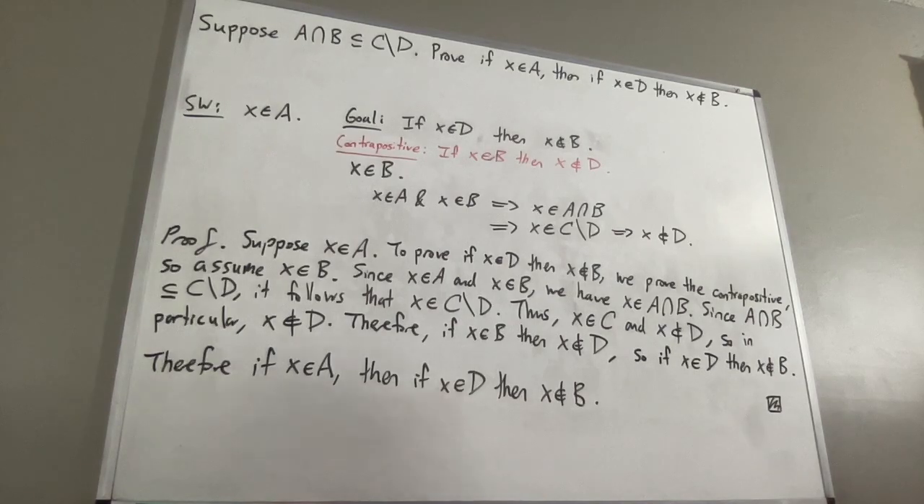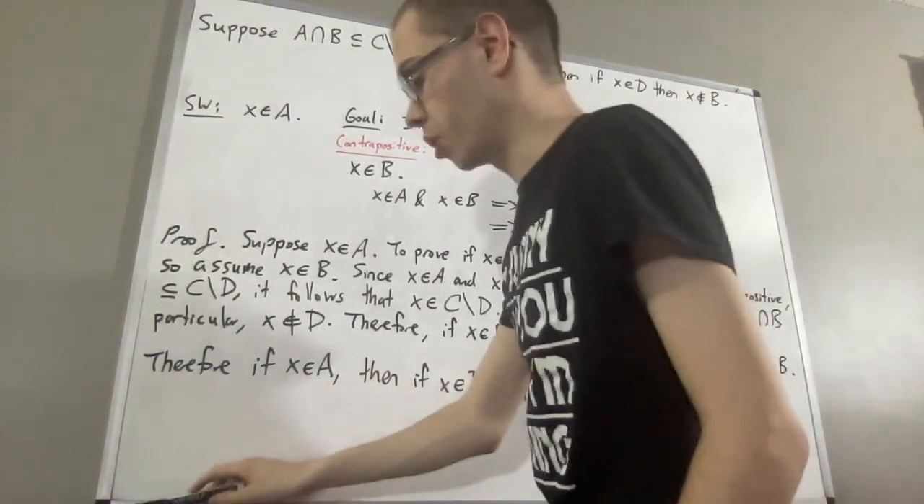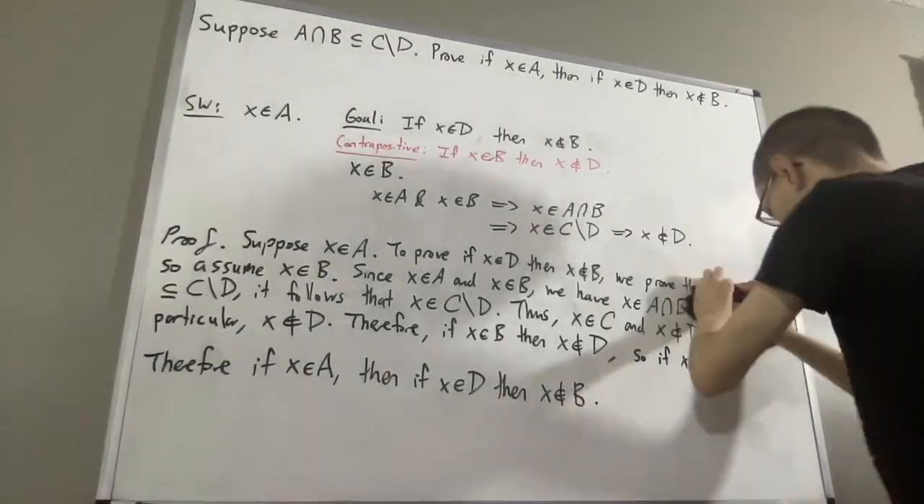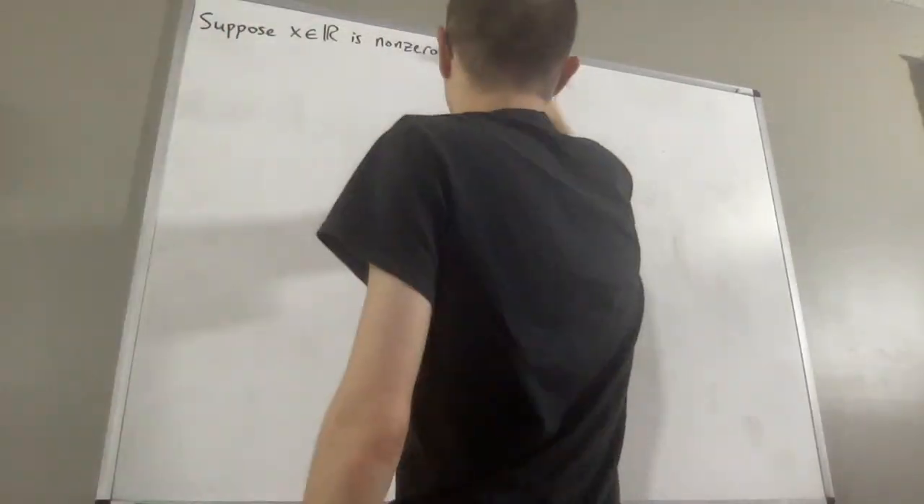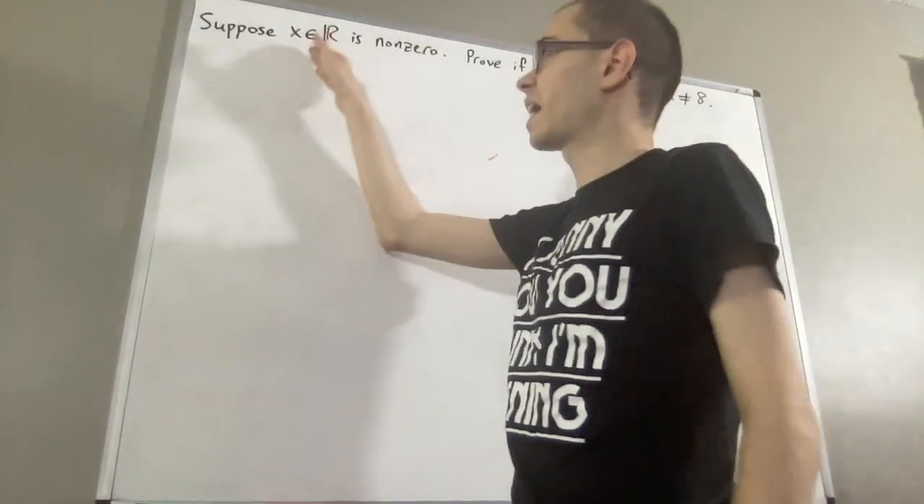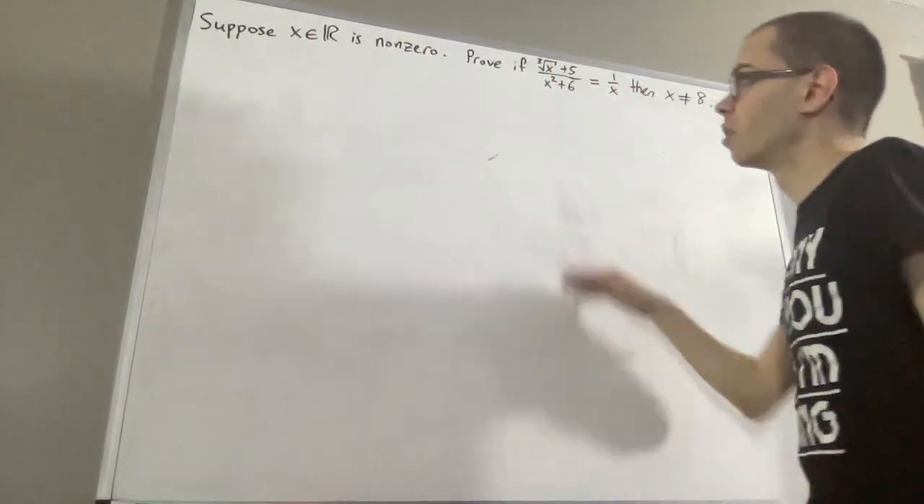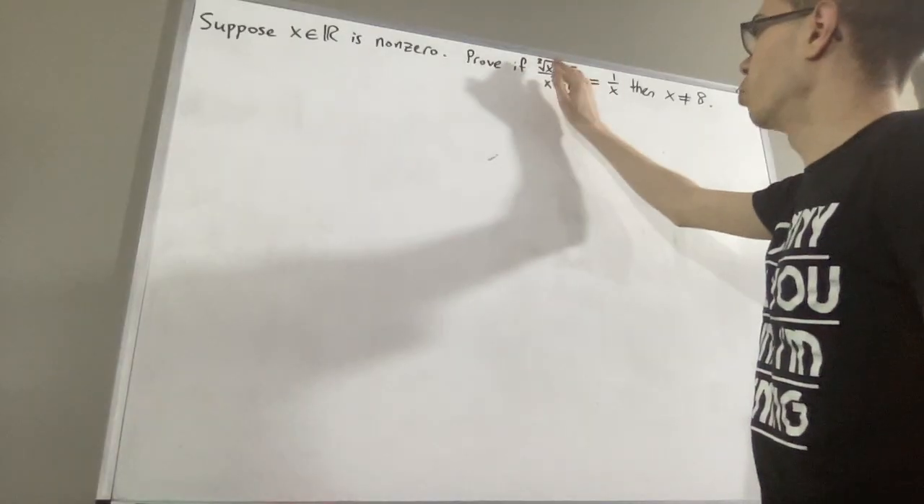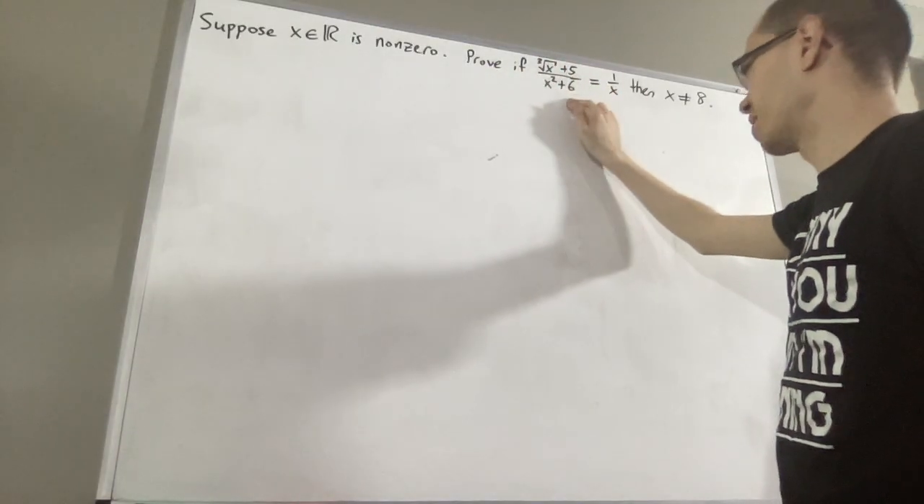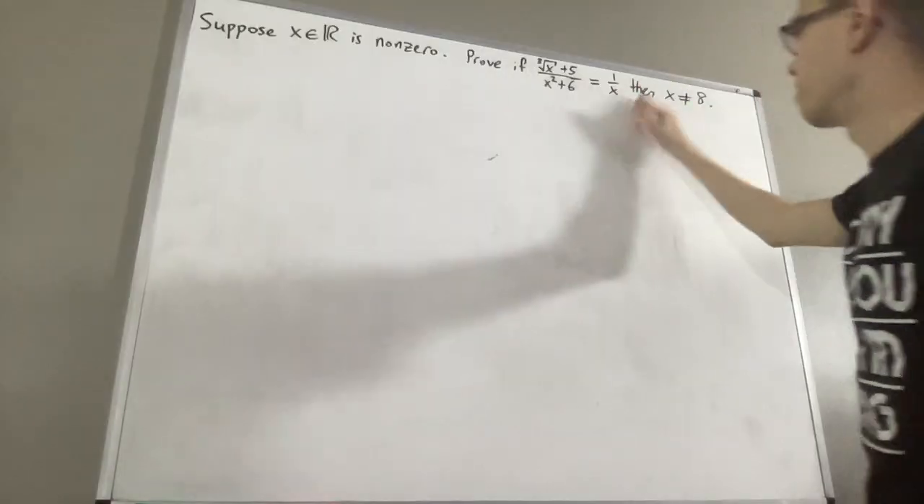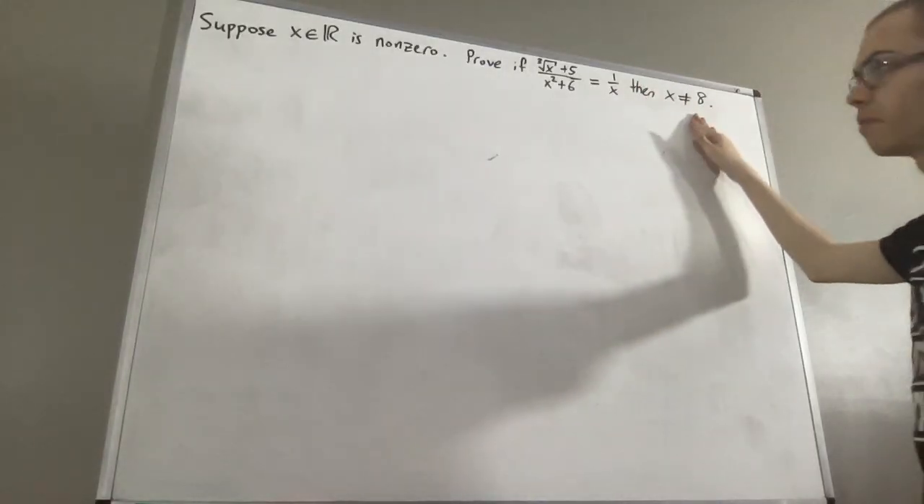So now let's look at another example. This next example is going to involve numbers. Suppose x is non-zero. Prove if the cube root of x plus 5 over x squared plus 6 is equal to 1 over x, then x is not equal to 8.